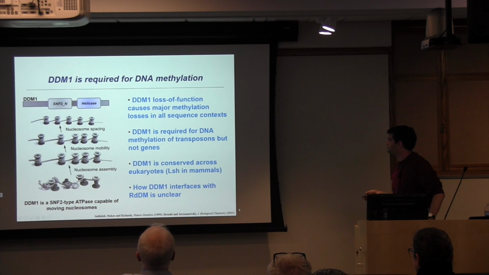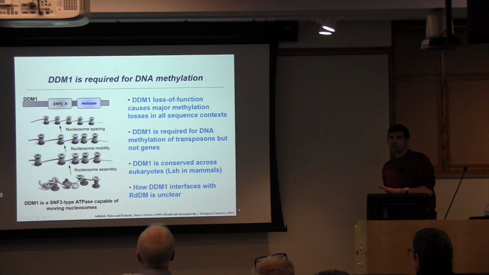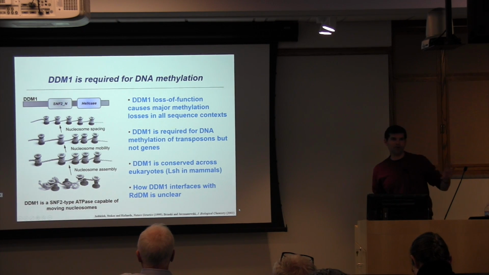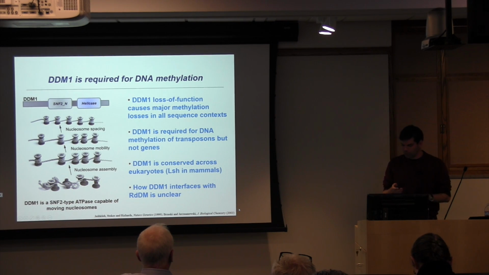Okay. So now that I've introduced DNA methylation and epigenetic inheritance, we get to the heart of the talk, which is how this actually works within chromatin. Right? So everything I showed you so far is methyltransferases methylating DNA, but this DNA is wrapped around the nucleosome, and this imposes certain limitations on DNA methylation.